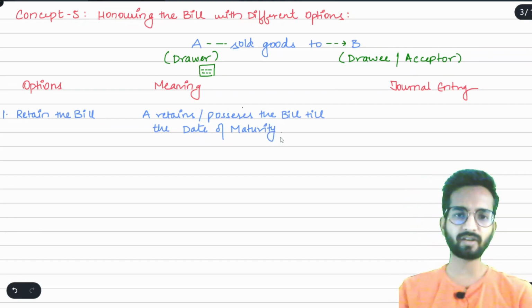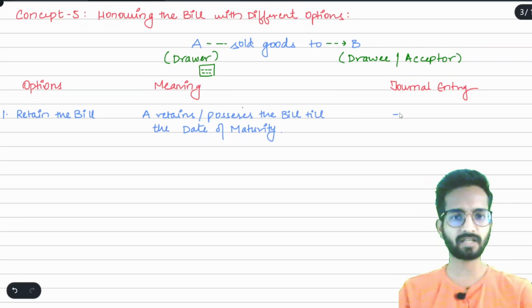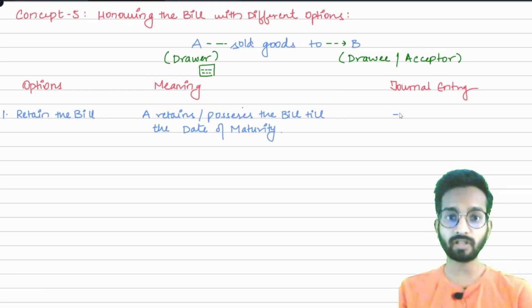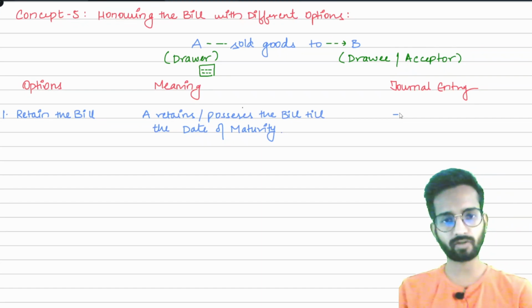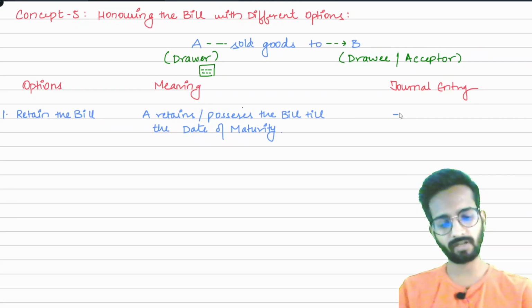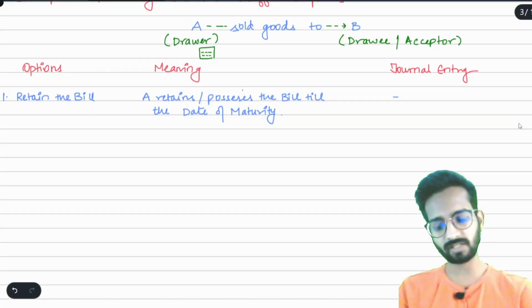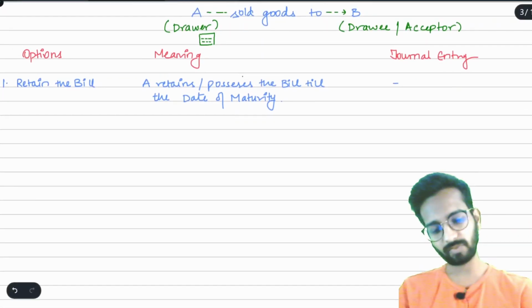If it is mentioned in the question that he has retained the bill, then there is no problem. You are not supposed to pass any different journal entry for that. But on the due date, when money is received, then you have to write there, okay, bank account debit to bills receivable. That we will learn in the further question. But if it is just mentioned that he retains the bill, no journal entry for that. Now, what can be the second scenario?